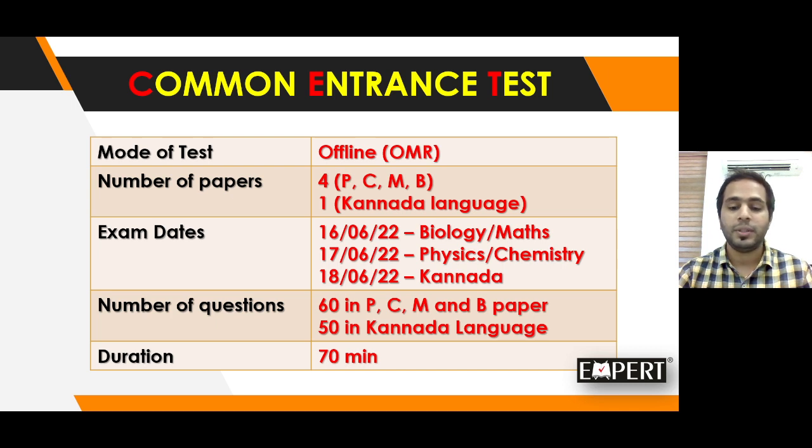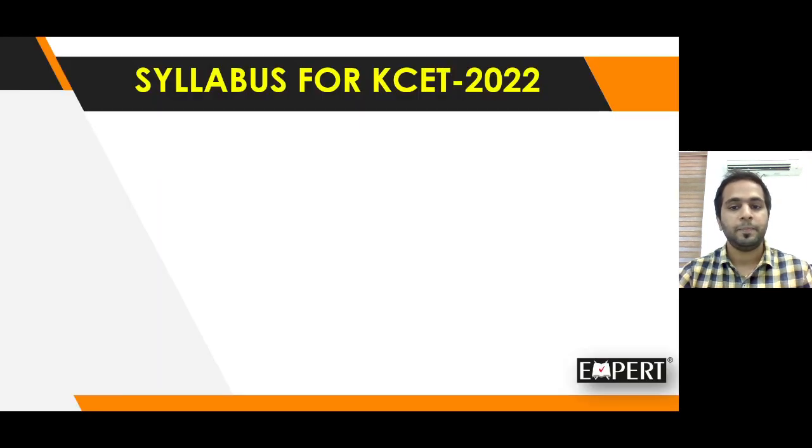So the exam dates as have been announced by the Karnataka Examination Authority, which conducts this exam. On the 16th of June, you have the biology and maths exam. On 17th of June, you have physics and chemistry exams. And on 18th June is the Kannada exam. The number of questions are 60 questions in each of the four subjects, that is physics, chemistry, maths, and biology. And for the Kannada paper, there will be 50 questions. And the duration of each of these papers is 70 minutes.